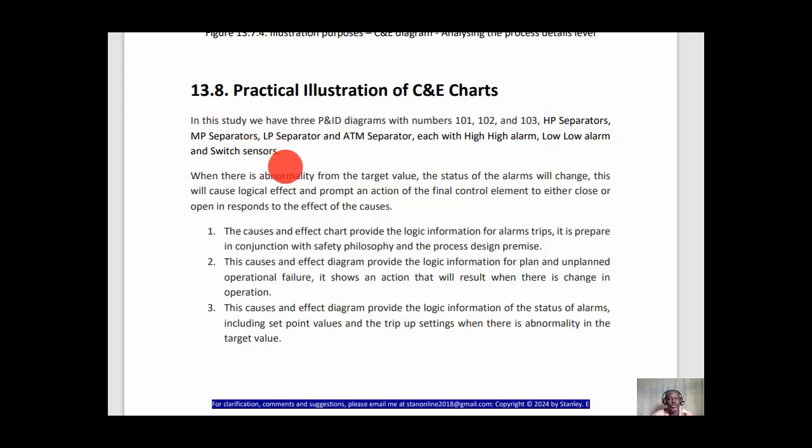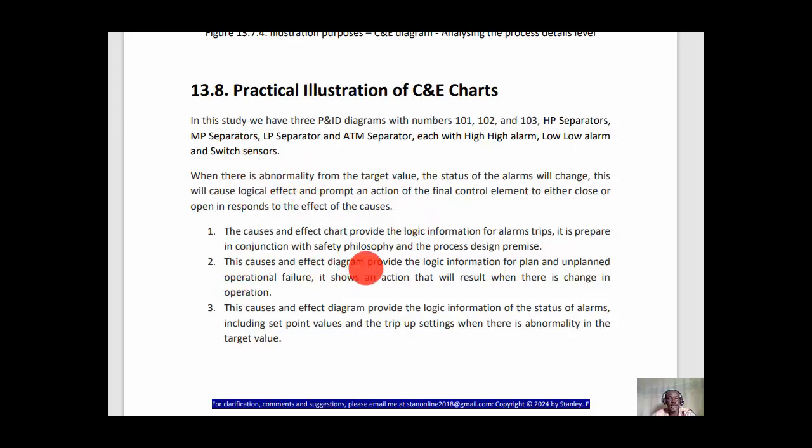In this practical demonstration, in this study, we have 3 P&ID diagrams: 101, 102, and 103. High pressure separator, medium pressure separator, low pressure separator, and atmospheric separator in some of the diagrams, each with high level alarm, low level alarm, and switch sensors, that is digital sensors. When there is an anomaly from the target value, the status of the alarm will change. This will cause a logical effect and prompt an action of the final control element to either close or open in response to the effect of the causes.